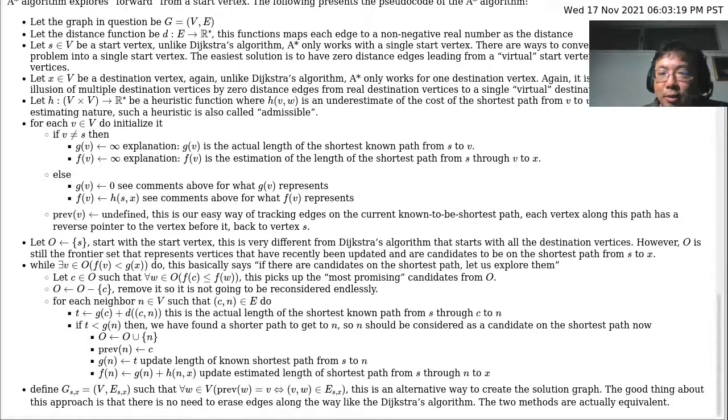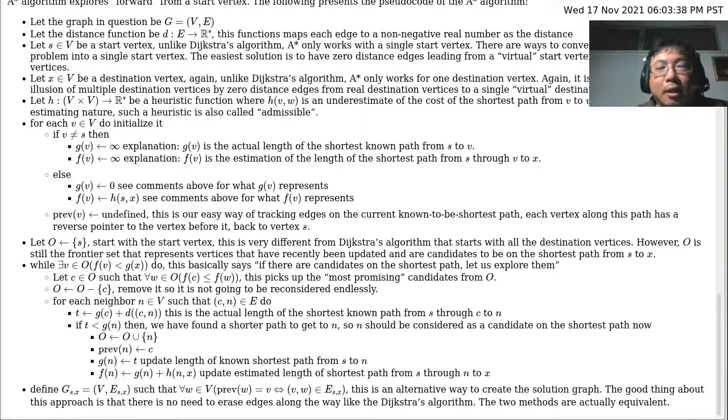And Jonathan is correct too. We only have one start and one end in the A star algorithm. The A star algorithm cannot solve for all shortest paths from all vertices to a destination. So there are nuances between the two algorithms.